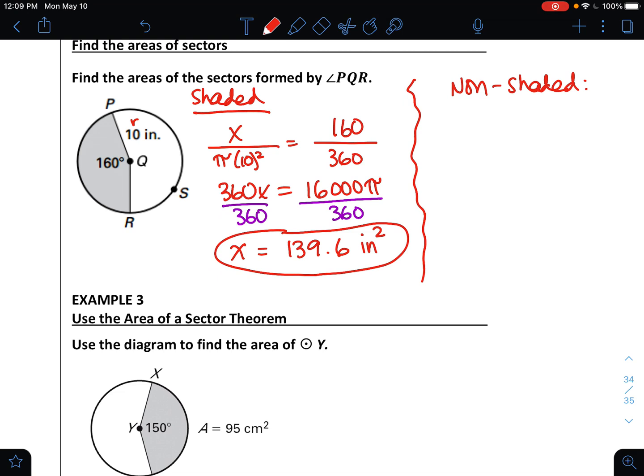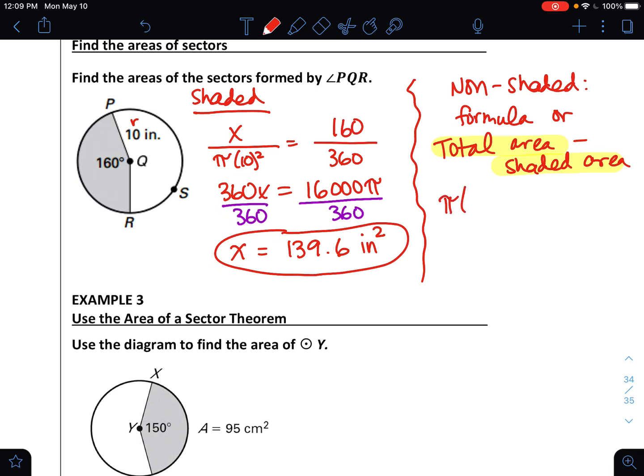Okay, so we can do the formula again. Or we can do the total area minus the shaded area, because that would give us the unshaded area. That's normally what I opt for just because I've already done one of them. So let's do that approach. Let's do total area minus shaded area.